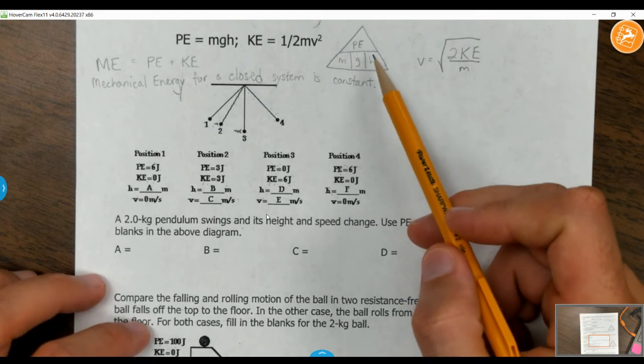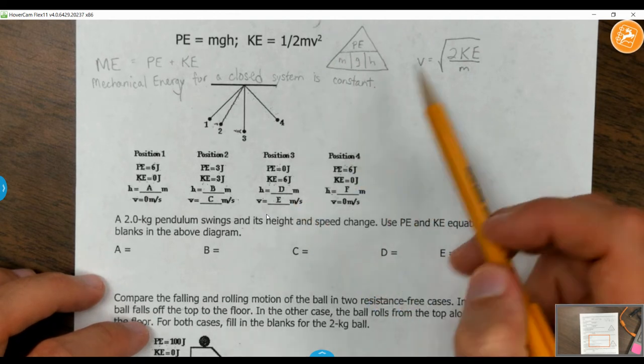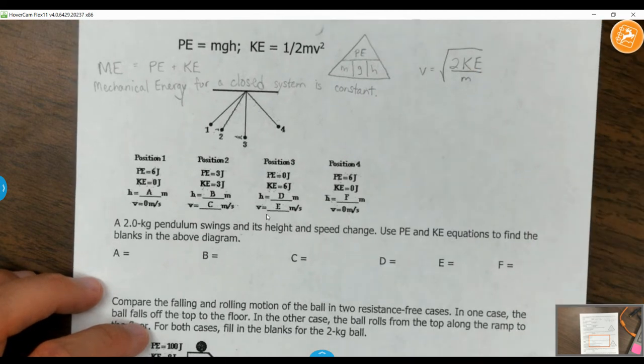So at each of these following pieces of information, we would need to solve by rearranging to solve for height, which would be the potential energy divided by mass times gravity, and then the velocity, which is the square root of 2 times KE over m.